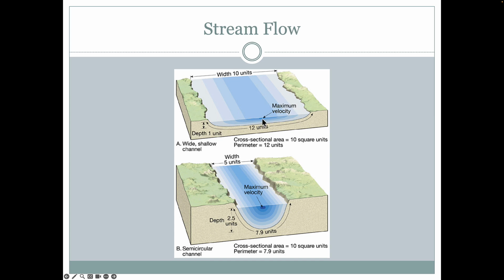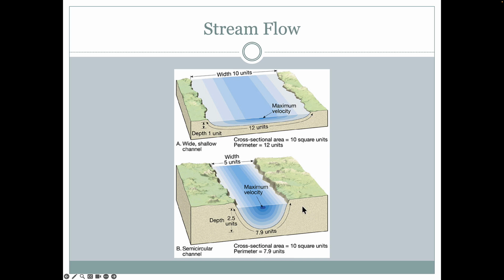So the maximum flow velocity would be in the center of the river in this case, and then the velocity would die off as you move away in any direction towards the channel of the river, which is shown in brown here. This is not a very efficient flow because there's a lot of water that's being dragged along right at the bottom of this river channel and the sides of this river channel here.